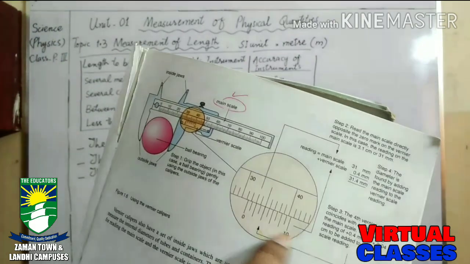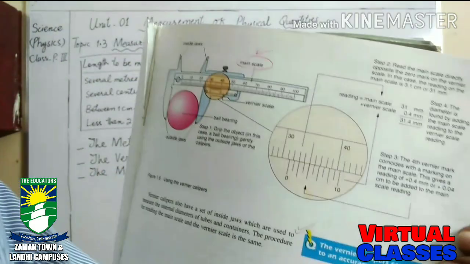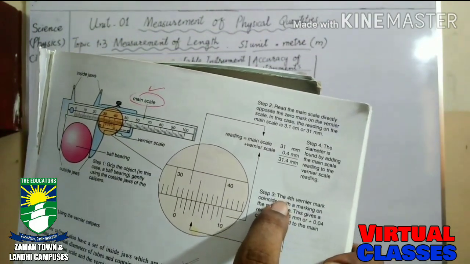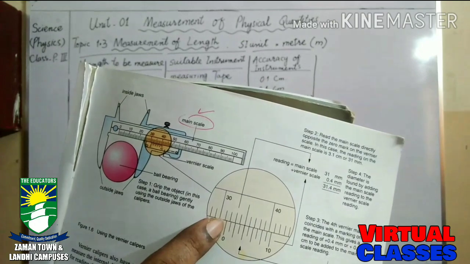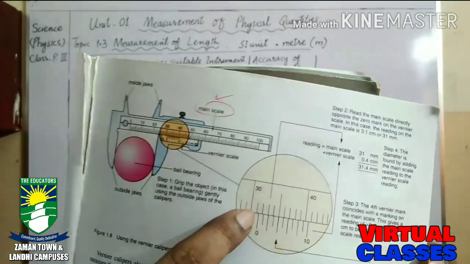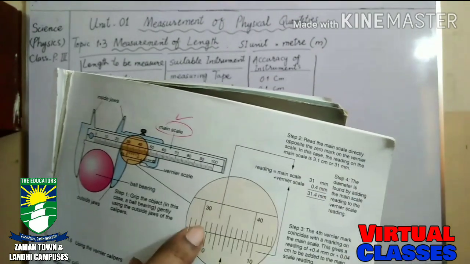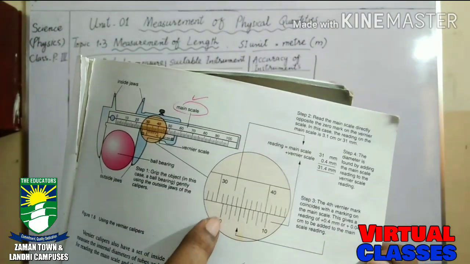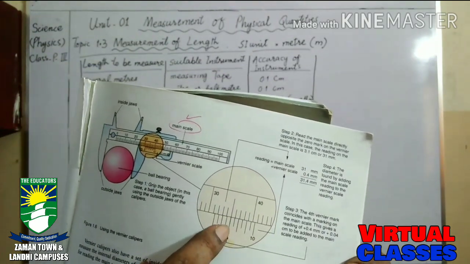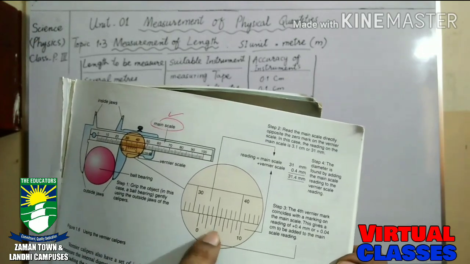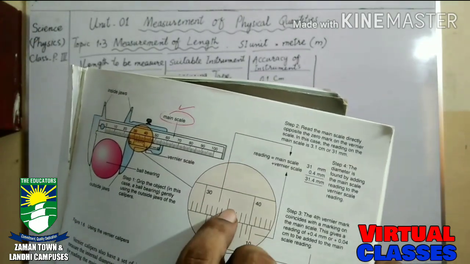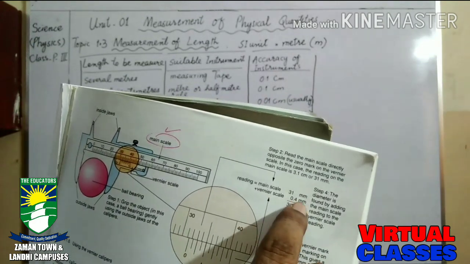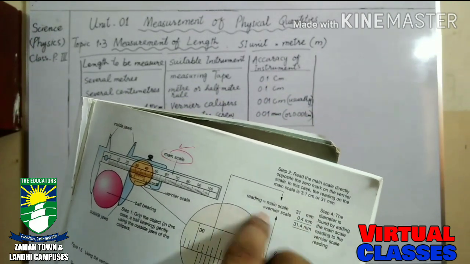And the third step, see the vernier scale. Step 3 is the fourth vernier mark. See, this 0 is almost near the main scale. That's why we have taken 3.1, 31 millimeter, from the main scale. Now we are watching the vernier scale. This is 0, 1, 2, 3, 4. The fourth line is touching exactly. So we will see the line which is closest to the main scale. So here 1, 2, 3, 4. So 0.4 millimeter. We will write this. This is the vernier scale.